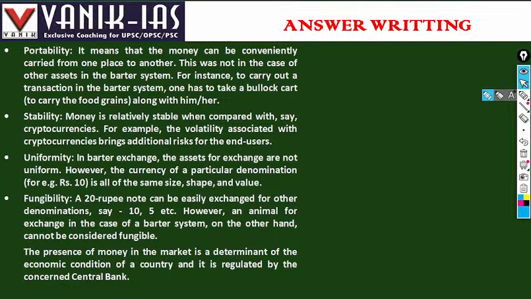Then uniformity. In barter exchange, the assets of exchange are not uniform. However, a currency of a particular denomination, like 10, is all the same size, shape, and value for all. Fungibility: a 20 rupee note can be easily exchanged for other denominations, say 10 or 5. However, an animal exchange in the case of a barter system, on the other hand, cannot be considered fungible. So one big exchange for small ones.